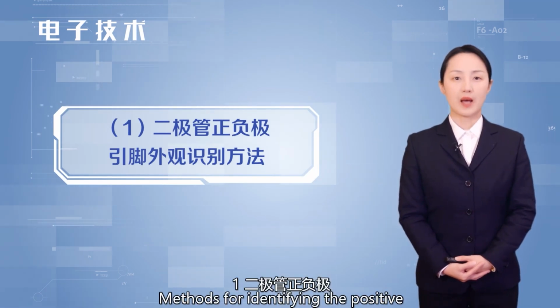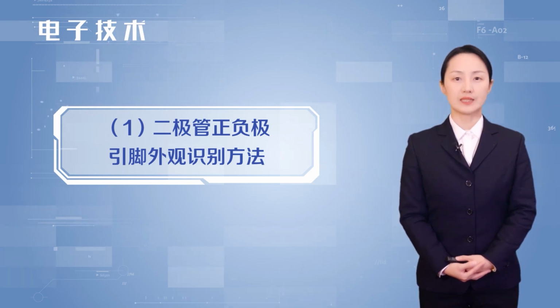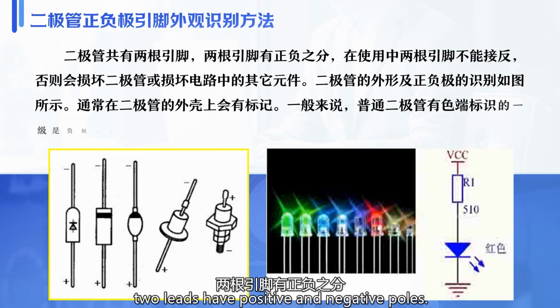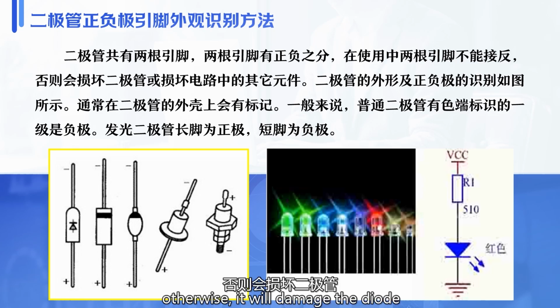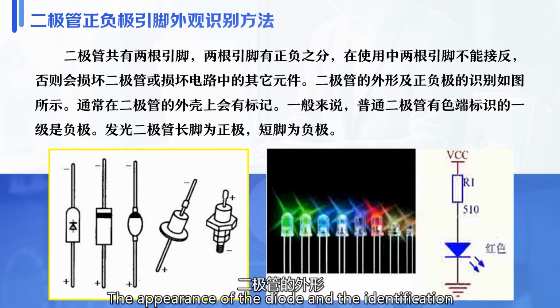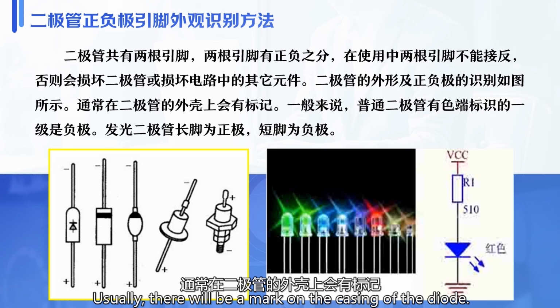Methods for identifying the positive and the negative leads of a diode by appearance. A diode has two leads in total. Two leads have positive and negative poles. In use, the two leads must not be reversed, otherwise it will damage the diode or damage other components in the circuit. The appearance of the diode and the identification of the positive and negative poles are shown in the figure. Usually, there will be a mark on the casing of the diode.